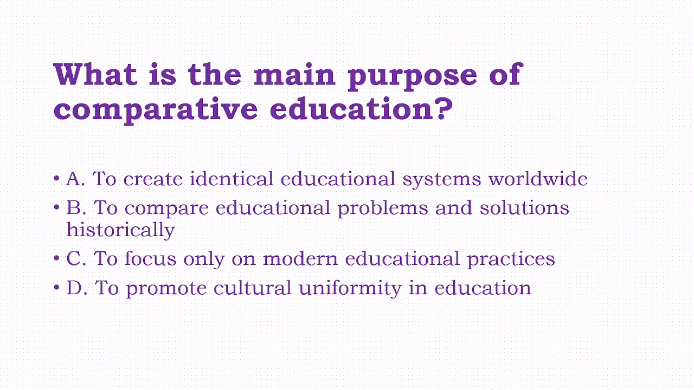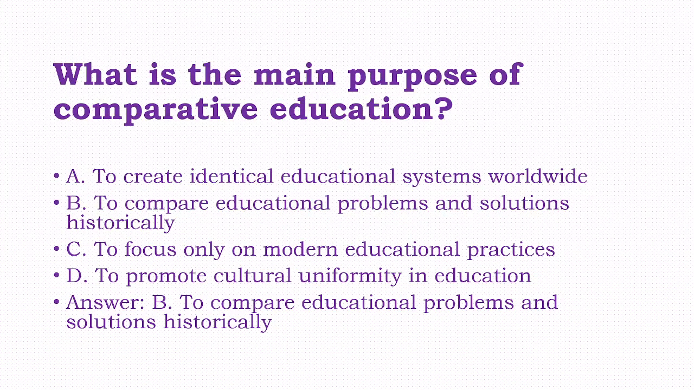Next, what is the main purpose of comparative education? Options: to create identical educational systems worldwide, to compare educational problems and solutions historically, to focus only on modern educational practices, to promote cultural uniformity in education. The answer to this question is option B, that is to compare educational problems and solutions historically.